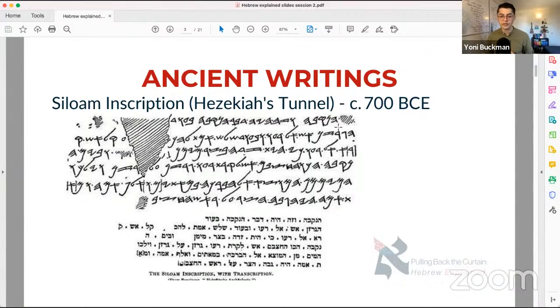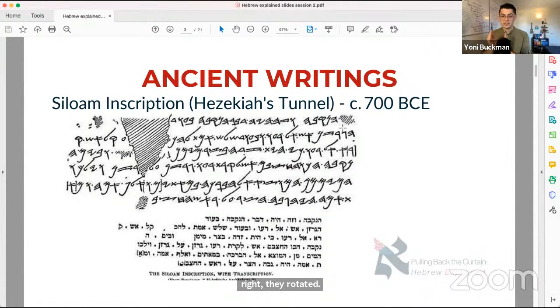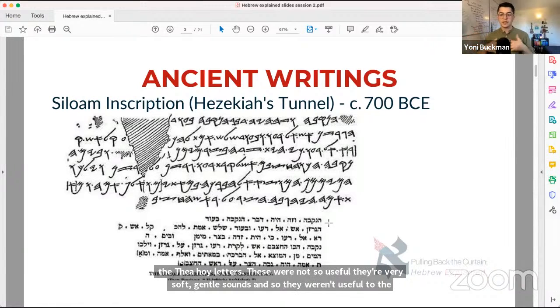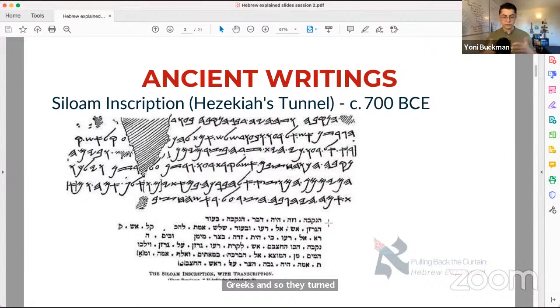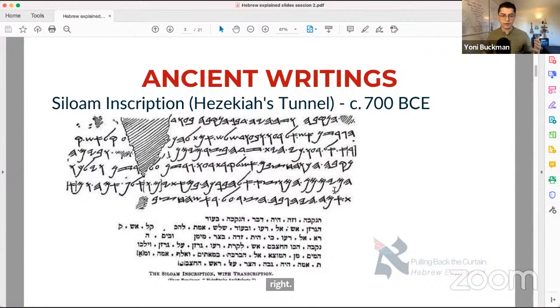So you'll notice this first letter here, Hebrew going right to left, kind of looks like a mirror image of an E, right? That's a Hey. If you look at the bottom here, the first letter that you see is a Hey. So this is exactly that Paleo-Hebrew script that has been just rewritten in modern Hebrew fonts so that you can read it. This inscription basically just talks about the process by which they built this tunnel with people digging from two different sides. So this comes from around 700 BCE, before the Common Era.